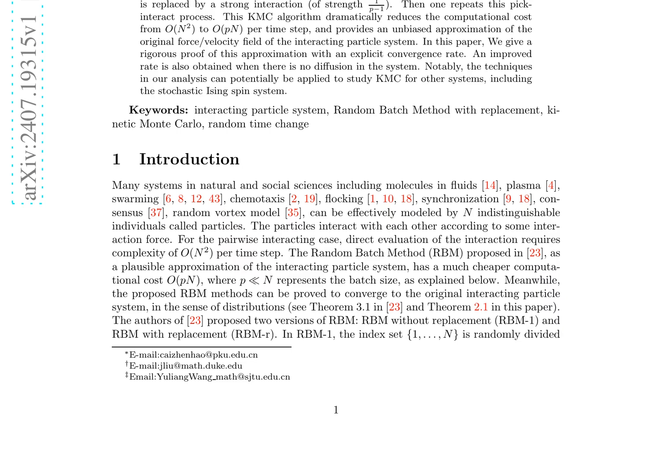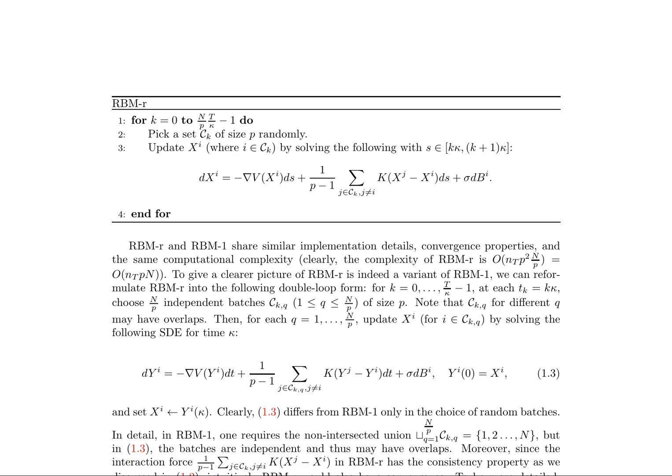The system consists of n indistinguishable particles, each interacting with each other according to some interaction force. The interaction force is a weak interaction, usually of strength 1/n, which requires O(n²) complexity per time step. The authors discuss the applicability of RBM to other systems, including non-binary interacting particle systems, systems with unequal weights, charges, or volatility, and systems with degenerate or multiplicative noise. They further mention that RBM can be extended to jumping processes like the stochastic Ising model.